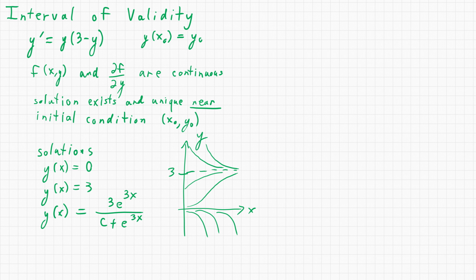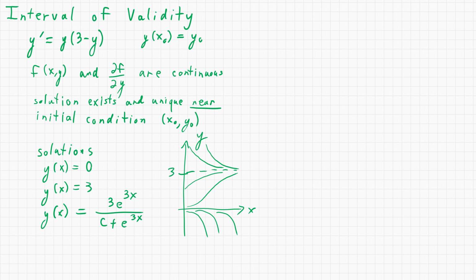If we were to apply the existence and uniqueness theorem to this, we get f of x comma y and partial f partial y, and they're continuous everywhere. Doesn't matter what x is, doesn't matter what y is. So the solution exists and is unique near, and that's the really key thing about the existence and uniqueness theorem, near the initial condition x naught, y naught. That's all we're guaranteed. It doesn't have to exist and be unique far away, it just will exist and be unique near it. But you are guaranteed that no matter what point you pick, you'll have a solution that exists and is unique nearby that point.